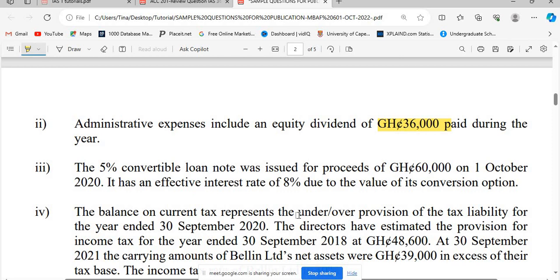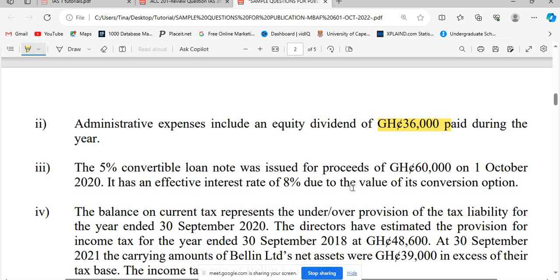So the third one, someone should read for us. The 5% convertible loan note was issued for proceeds of 60,000 Ghana cedis on 1st October 2020. It has an effective interest rate of 8% due to the value of its conversion option. Okay. All right. Thank you very much. So which standard can we attribute this transaction to?